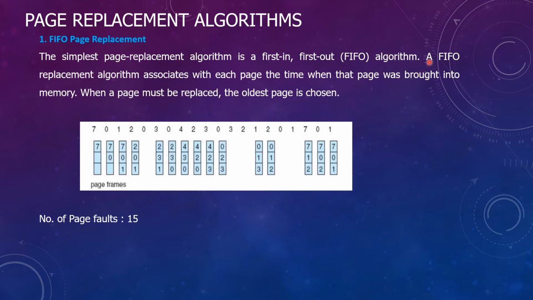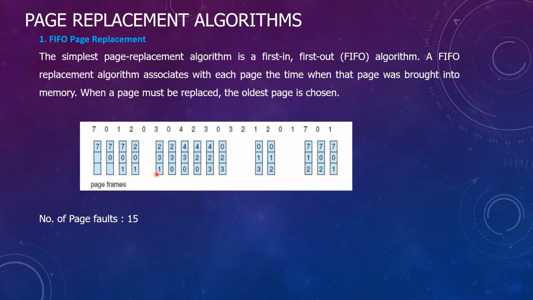The definition for the FIFO replacement algorithm is: a FIFO replacement algorithm associates with each page the time when that page was brought into memory. When a page must be replaced, the oldest page is chosen for replacement. So this is the definition given for the FIFO page replacement algorithm.